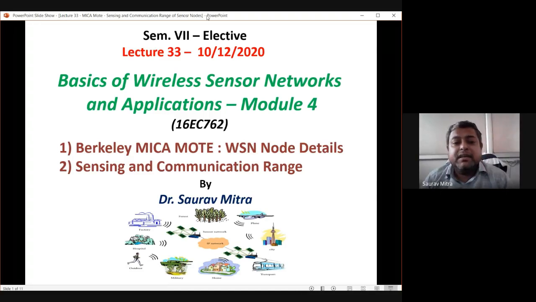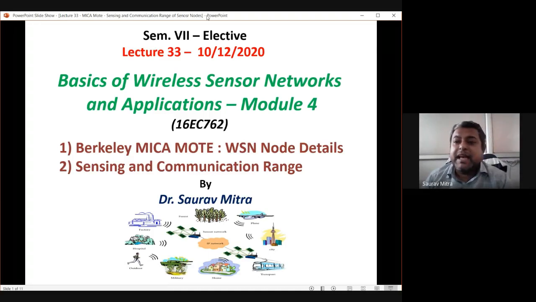And finally, in yesterday's lecture, I had shown you something about the Berkeley MICA Mote. What is a MICA Mote? MICA Mote is a very small sensor node developed by Berkeley, and they are deploying the sensor node mainly for temperature sensing, and some 2-3 other parameters are there. We will see that in detail today. So that Mote node is a wireless sensor node. It is deployed in a wide area to sense a certain environmental parameter. And we will see the MICA Mote in detail.